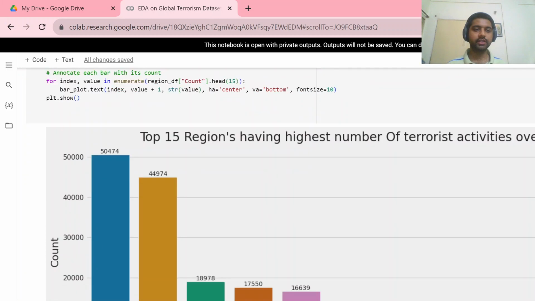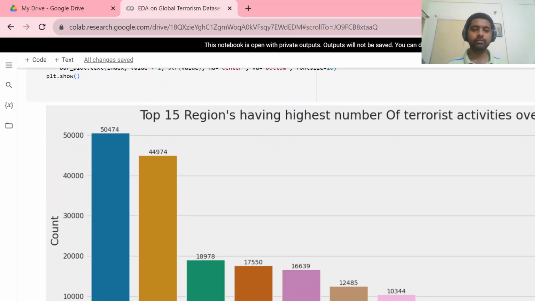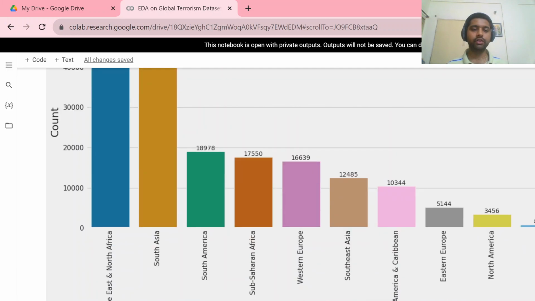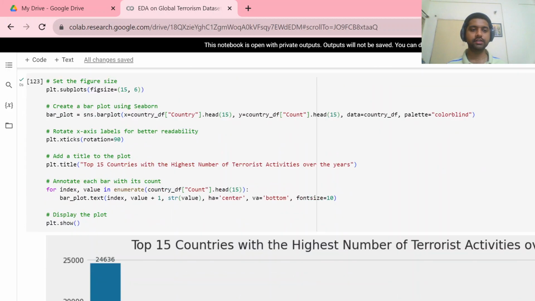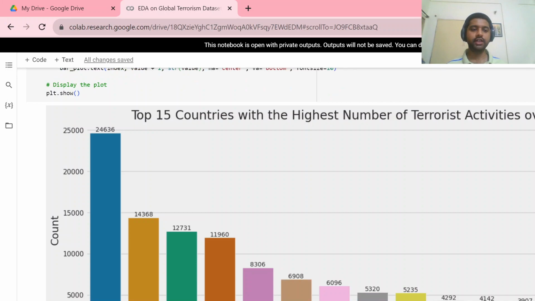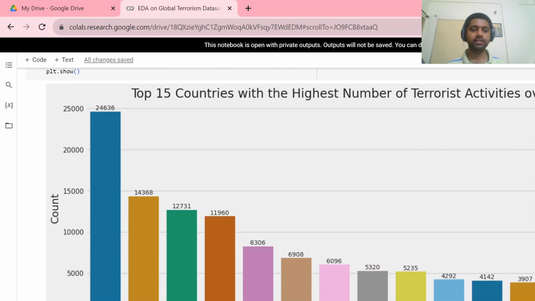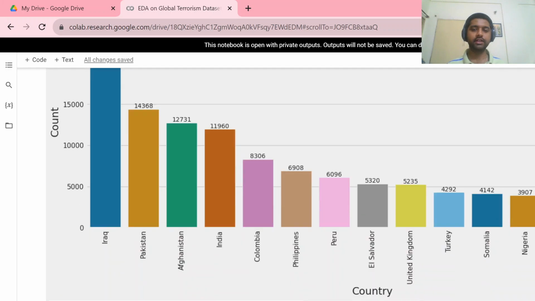And here we can see the regions for the proper count. In the Middle East region we plotted a count plot. So 50,474 attacks. Then South Asia around 45,000 attacks, and so on. Australia is having the least number of attacks. Similarly, for the countries, Iraq is having the highest number of terrorist activities, followed by Pakistan, Afghanistan, and India.